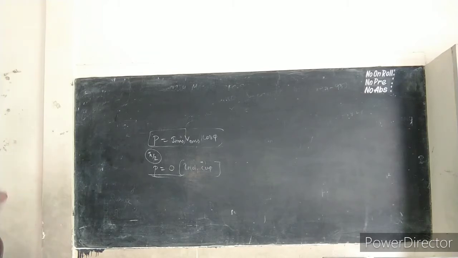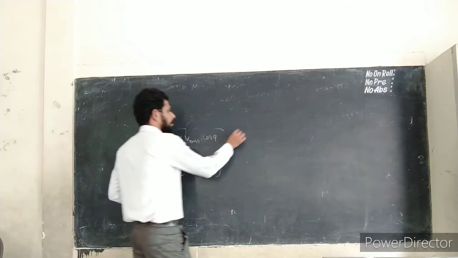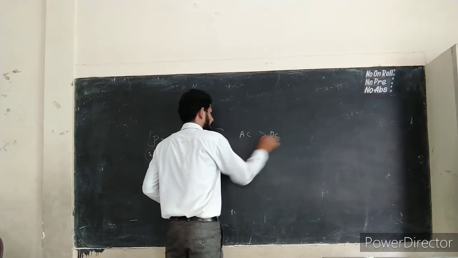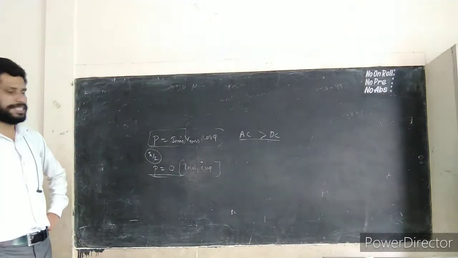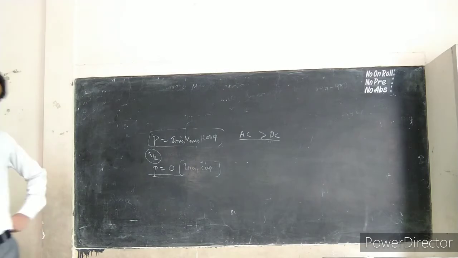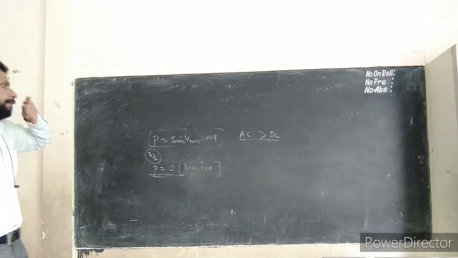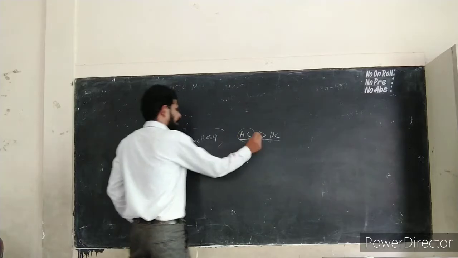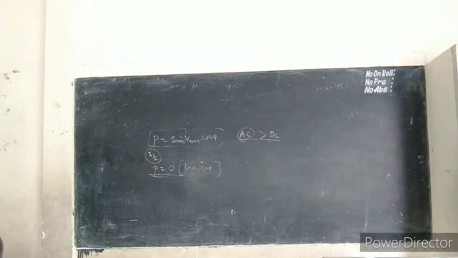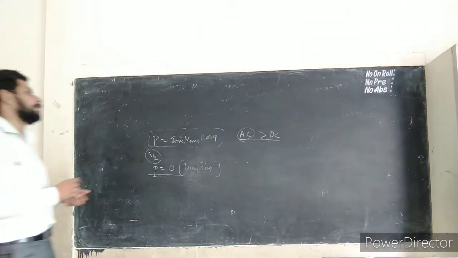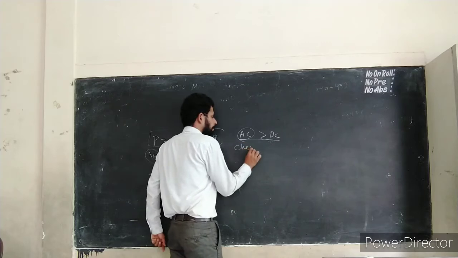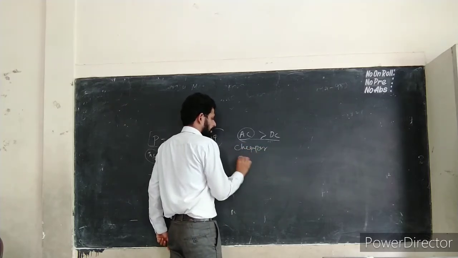Okay, tell me, what are the advantages of AC over DC? There are many advantages. The first one, alternating current is cheaper than the DC one. When AC is supplied at higher voltage, the transmission losses are small compared to DC. So it is cheaper than DC, and transmission loss is less.